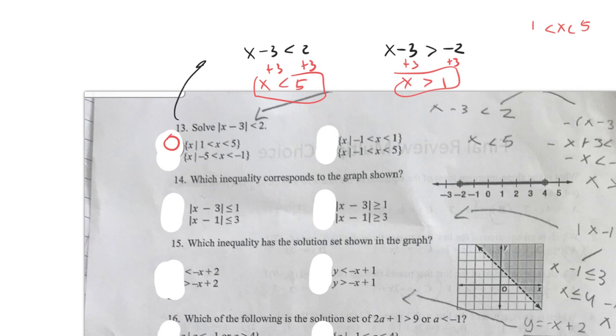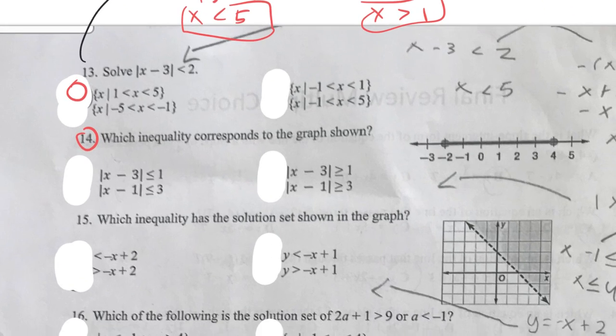All right, so looking at number 14, which inequality corresponds to the graph shown? So clearly x is going to be sort of between, it's going to be greater than or equal to 2, and it's going to be less than or equal to 4. So the question is, which of these answers would produce that if you were to sort of work them out?